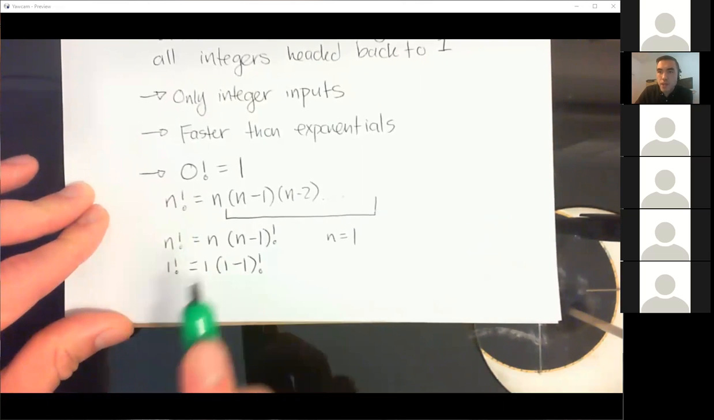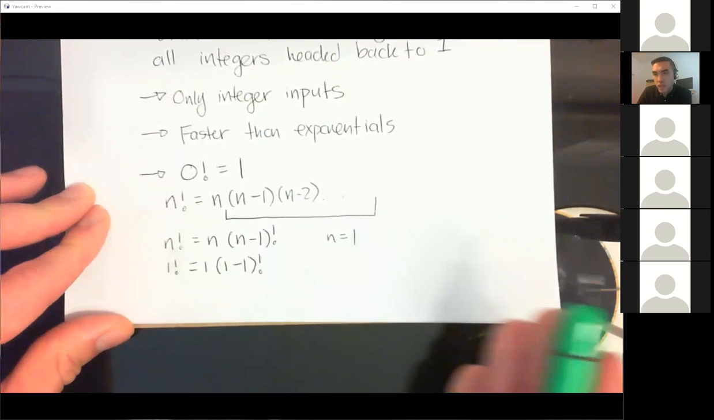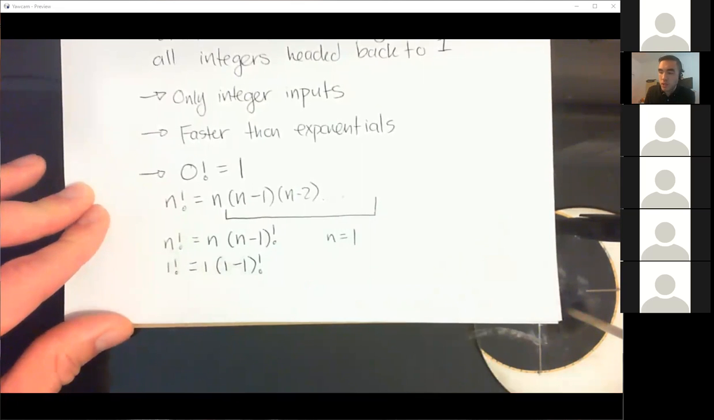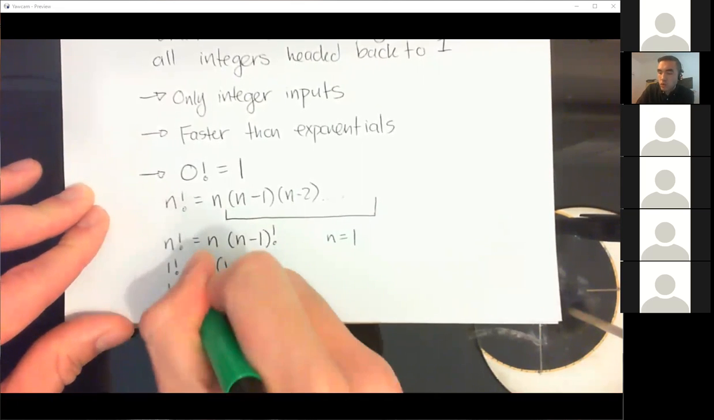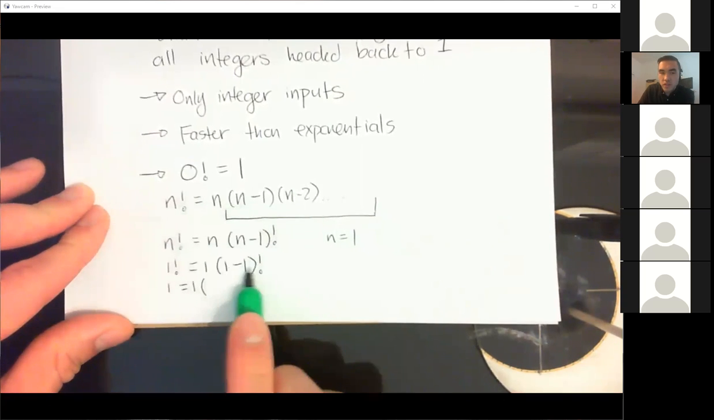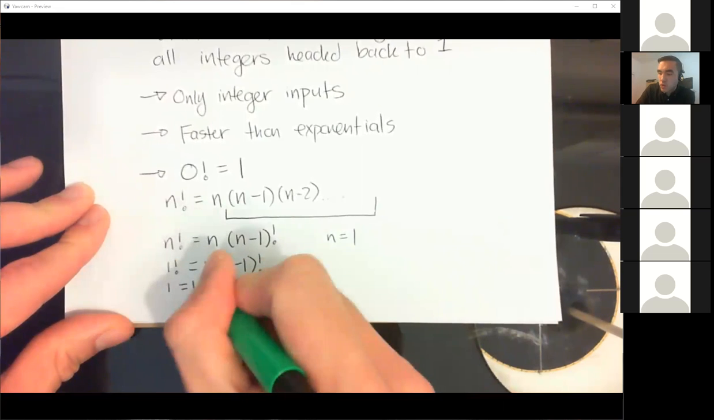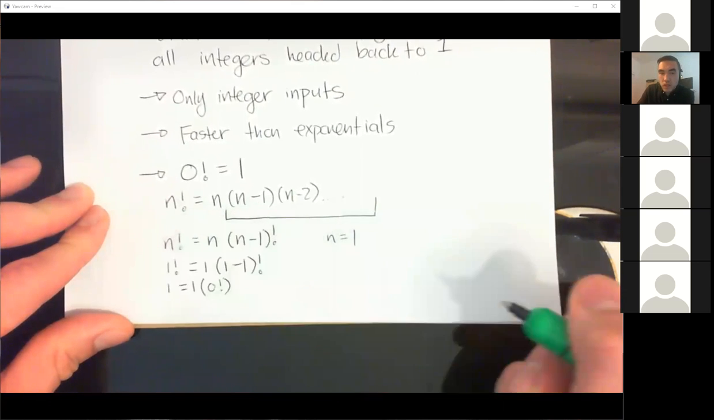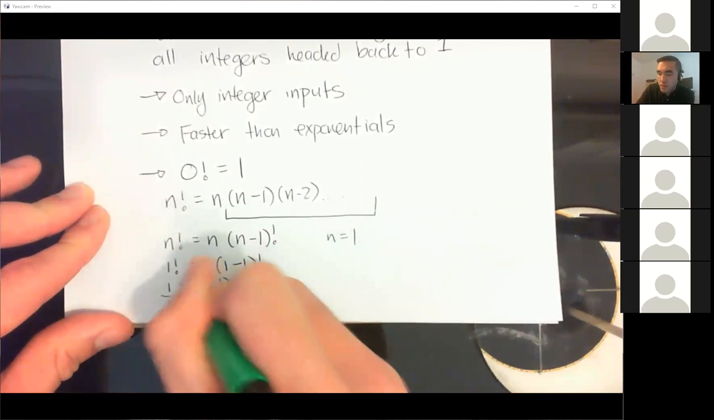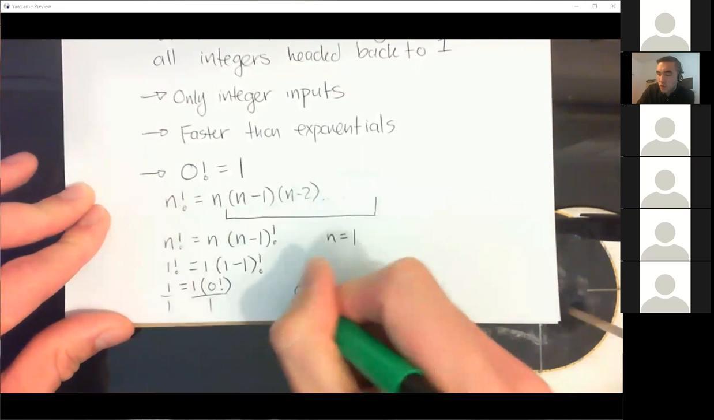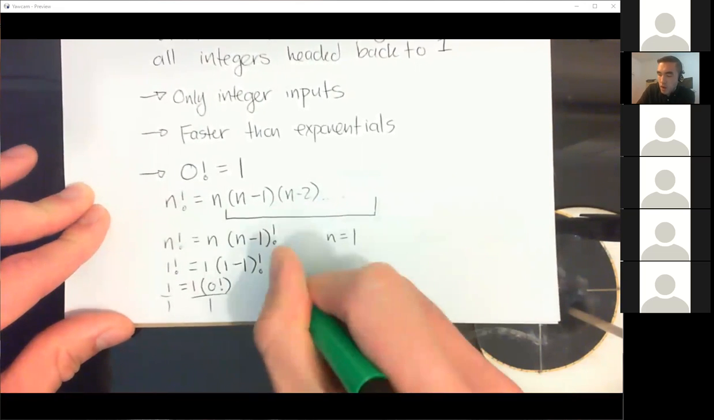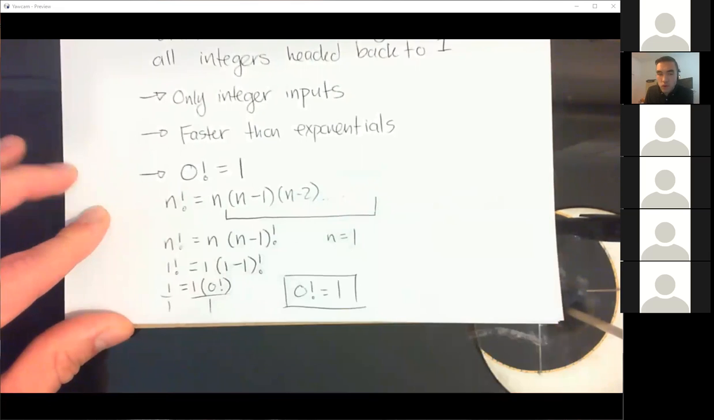One, because that's just saying, take the number 1, multiply it by nothing, you're done, because the previous digits don't exist. 1 is equal to 1 times, what's 1 minus 1? 0. 1 is equal to 1 times 0 factorial, and now I'll divide both sides by 1, and 0 factorial must be equal to 1 for this factorial definition to behave correctly.